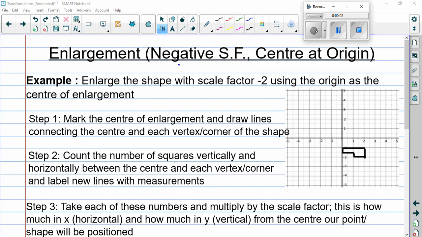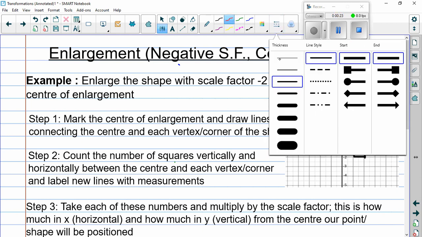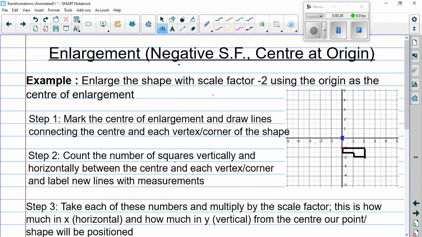All right, so today we're going to look at doing negative scale factors with the center at the origin. So, as always, we want to mark the center of enlargement. So our center of enlargement, as we said, is the origin right there at 0, 0. Now, just because it's a negative scale factor doesn't mean we're going to change anything. Well, it means we're going to change a little, I should say. But it doesn't mean we're going to change anything about our process. It's just where our points are going to appear is in a different spot.